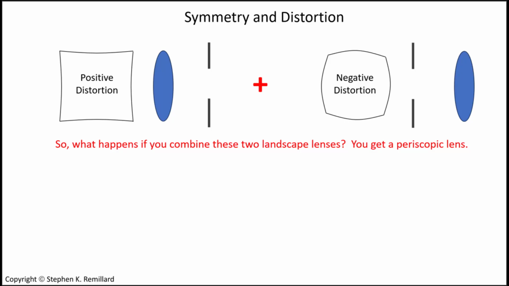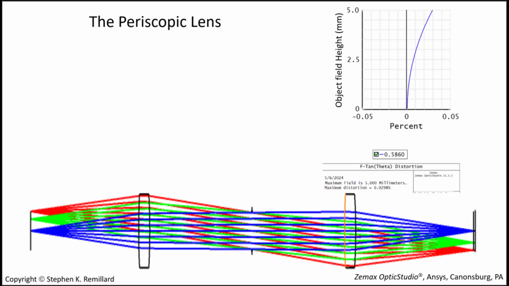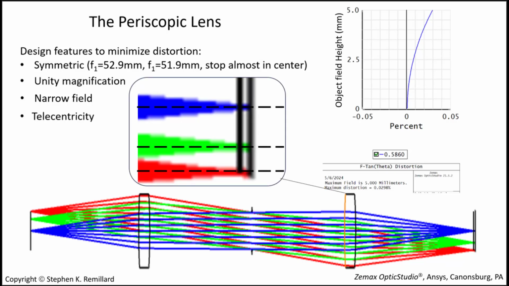The result is called a periscopic lens, and it looks like this. These two lens elements and the aperture stop between them can be combined in such a way that there's no distortion. At 0.03%, this finite conjugate periscopic lens has virtually no distortion. Achieving this required a symmetric arrangement with the stop midway between the lenses. The lens separation is such that the magnification is 1, the field of view is not large, and the rays are two-sided telecentric. Okay, these are a lot of ingredients, all of which help to make the distortion nearly zero.